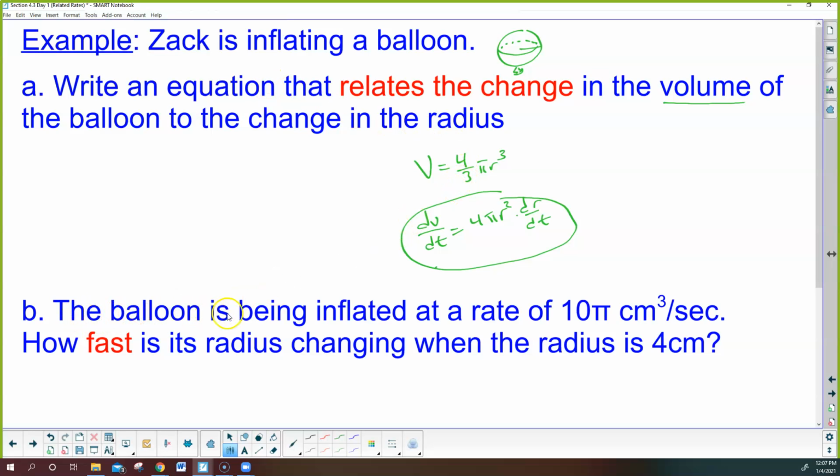Other times it says the balloon is being inflated at a rate. Notice, without even looking, that this rate is volume. So they tell me in this problem dV/dt is equal to 10 pi. How do I know it's volume? Because the units say it's cubed. So I would plug 10 pi in here, and that equals 4 pi r squared dr/dt. They want us to figure out how fast the radius is changing when the radius is 4. So I would plug 4 into the radius, and then you would just solve for dr/dt. So I wanted to show you that one quick.